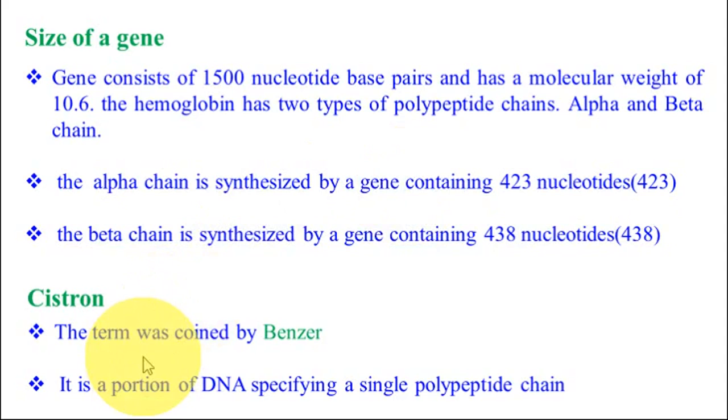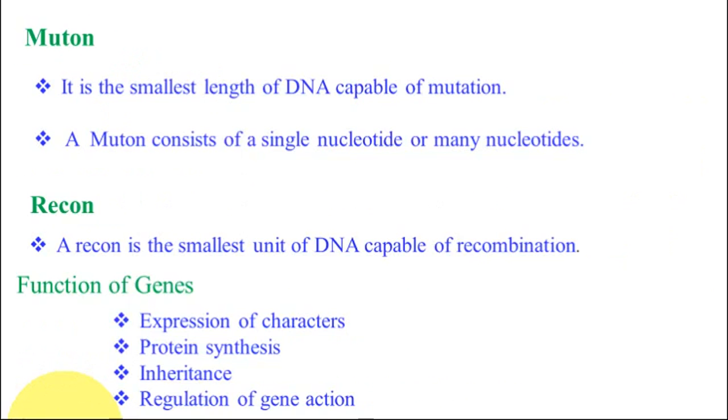Cistron, the term was coined by Benzer. It is a portion of DNA specifying a single polypeptide chain. Muton: it is the smallest length of DNA capable of mutation. A muton consists of a single nucleotide or many nucleotides. Recon: a recon is the smallest unit of DNA capable of recombination. Functions of gene: expression of characters, protein synthesis, inheritance, regulation of gene action.